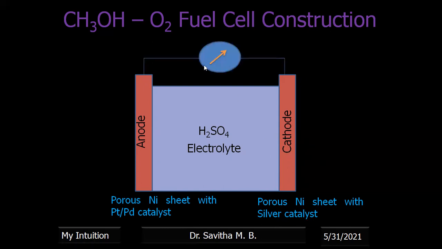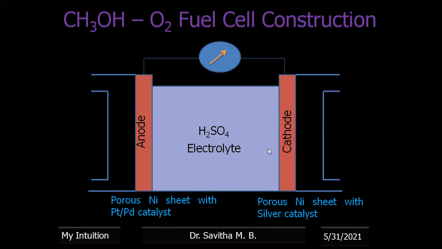Right now, they are connected externally, and there is a provision for the inlet of anode reactive mass. Anode reactive mass is a fuel. In this case, methanol is the fuel. And for cathode reactive mass, there is also a provision. Cathode reactive mass is always oxygen. Okay, so now this is the basic construction.